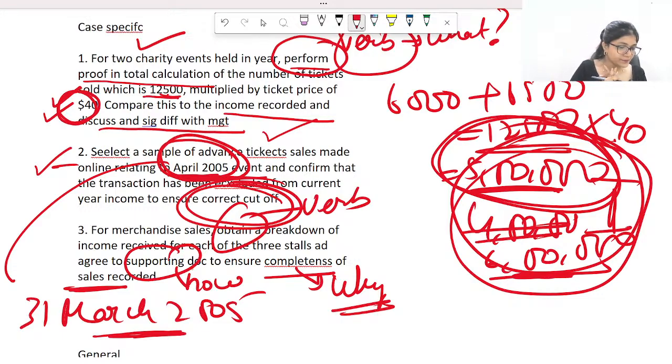Now guys, let me know if these 3 substantive procedures are clear to you. Quickly let me know, then we'll move on with the general ones becoming specific substantive procedures as well. Quickly.